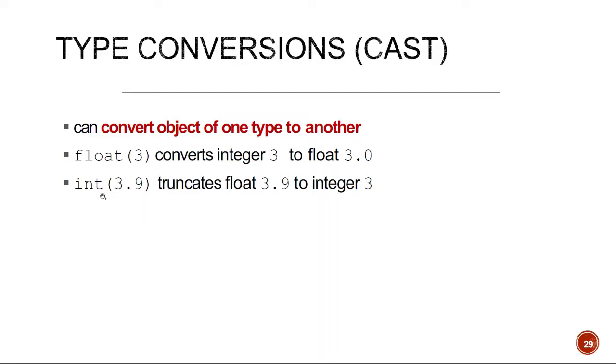Inversely, we can transform or change the type of a float into an integer, but in this case, one thing to pay attention to is the potential loss of partial data. So for example, in this case, if we execute int of 3.9, it removes the float value and returns the integer 3. So it's very important to pay attention when performing casting.